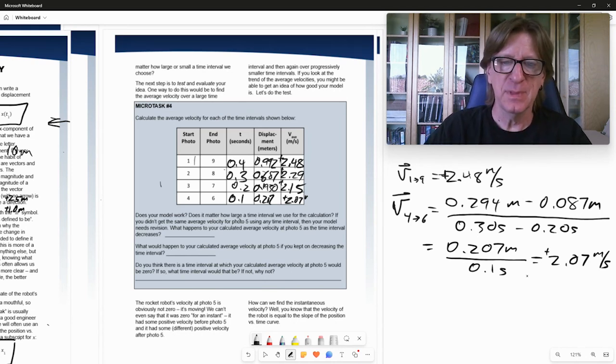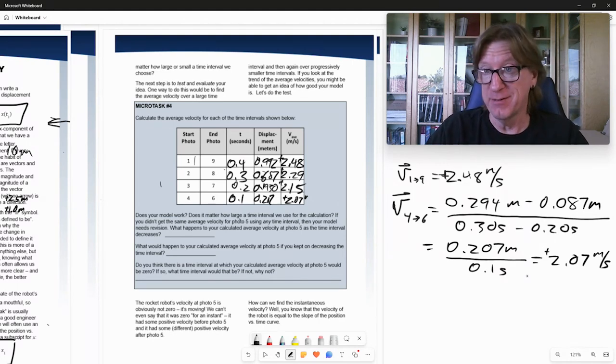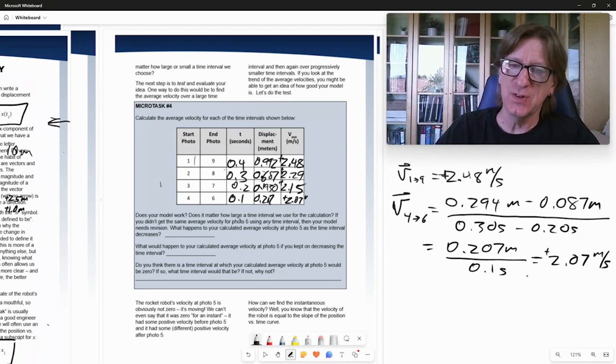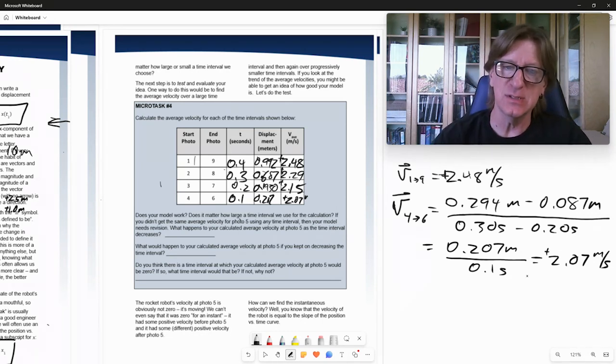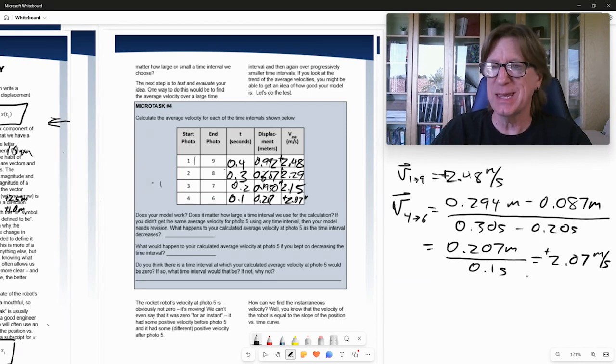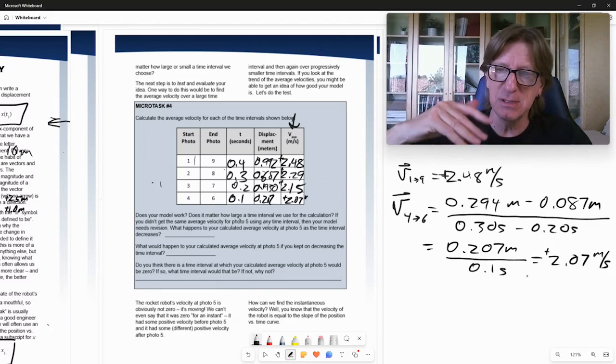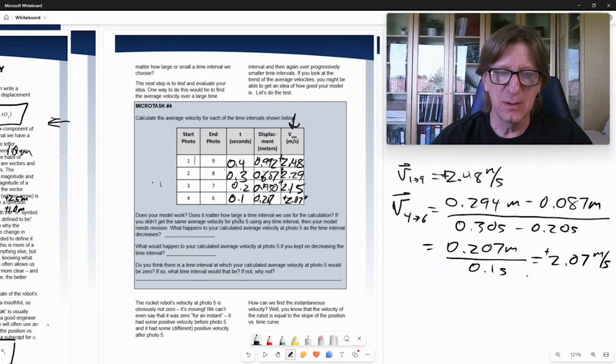Okay. So the next question says, does it matter how large a time interval we use? Well, yeah, right? You can see that we're getting very different numbers. So what happens to your calculated average velocity? This is the average velocity of photo 5. What happens to that calculated average velocity as the time interval decreases? So as I go from an interval of 0.4 seconds to an interval of 0.1, what happens to my calculated average velocity, which is this column right here? Increasing, decreasing, staying the same. Well, you can see that it's decreasing, right?